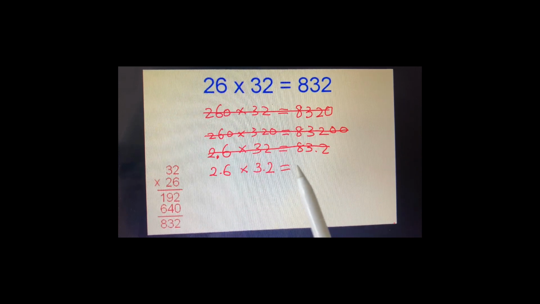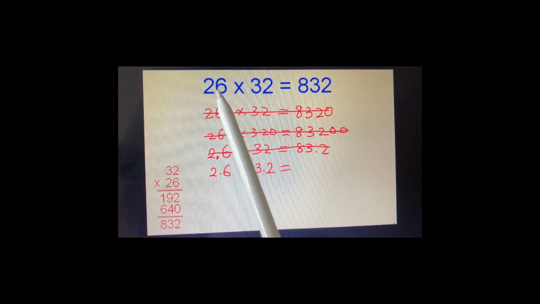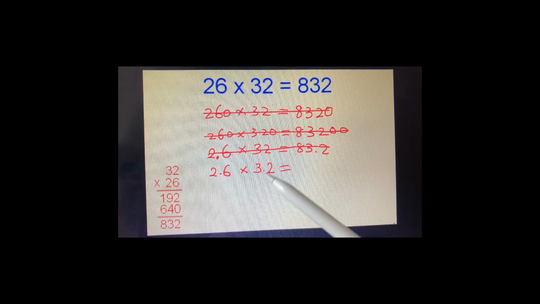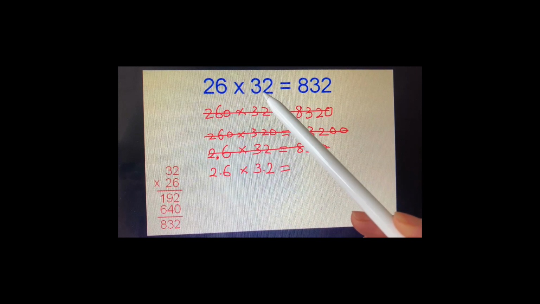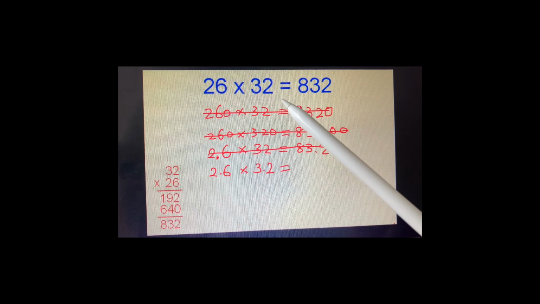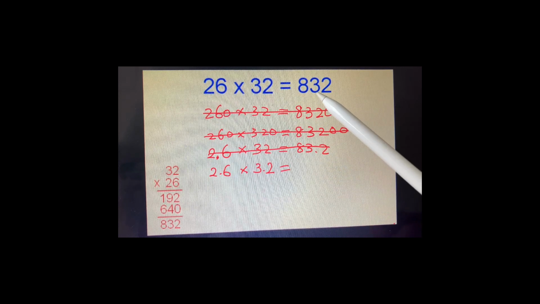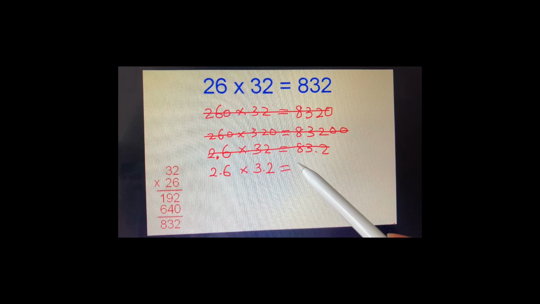Look at this question. This number is 10 times smaller than this number. This number is 10 times smaller than this number. So 10 times 10 is 100. So the answer must be 100 times smaller than this number. The answer will be 8.32.